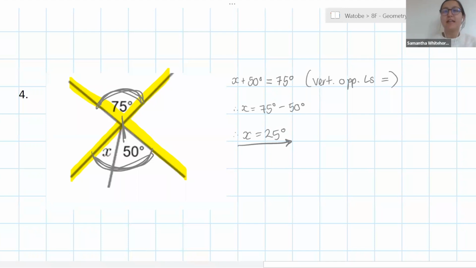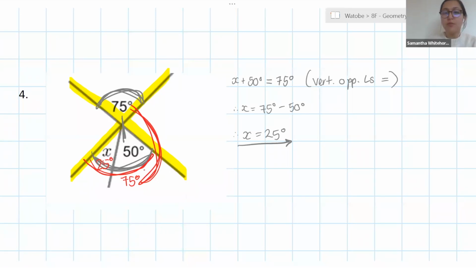Perfect. Okay, so guys, exactly as most of you have put on the chat there, and as Oratile said here, therefore, x is equal to 25. Perfect. So x is 25 degrees. And remember, you can check yourself. If you put that 25 back in there, and then you say, what is 25 plus 50? Well, 25 plus 50 is 75. And we can see that our two vertically opposite angles are equal. So we know we've done this correctly.